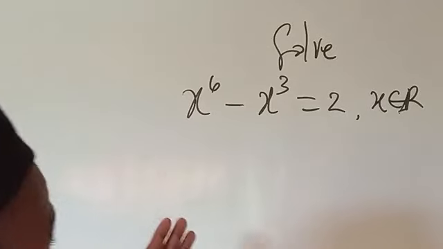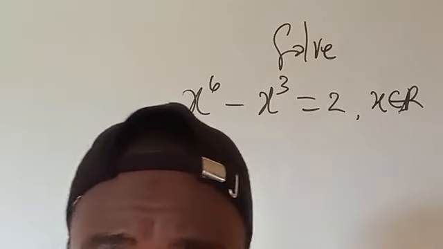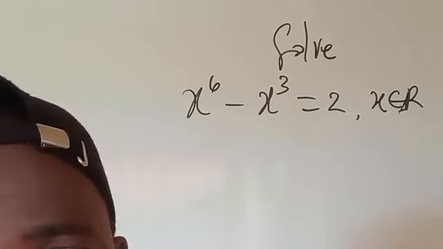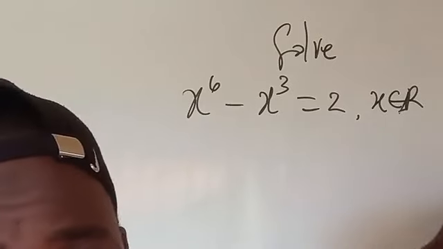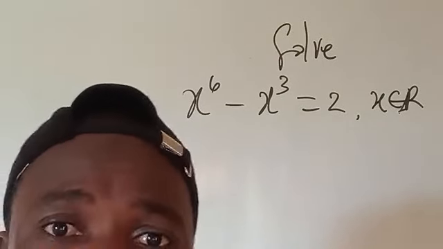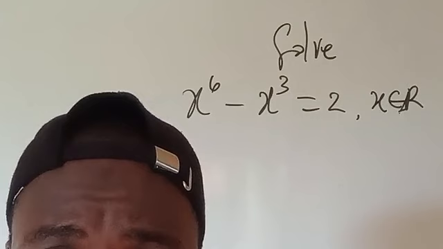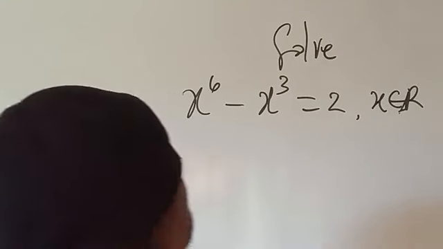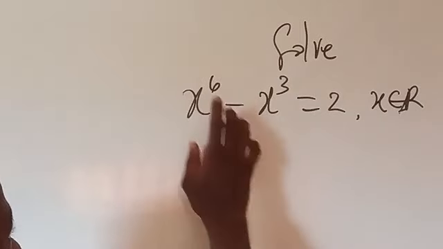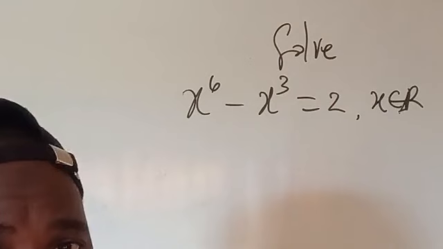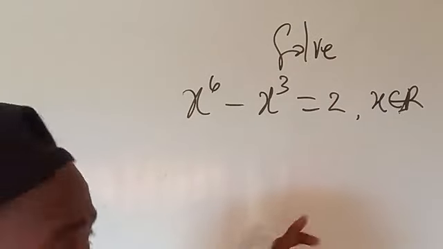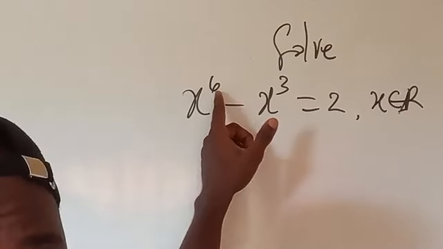In this case, this type of question should naturally have six possible solutions. But here we are going to be looking at the values of x that are real. So how are we going to get that? That's what we're going to do now. Here I have x to the power of 6 minus x to the power of 3 equals 2. The reason why we should have six possible values is that 6 is the highest power of x here.